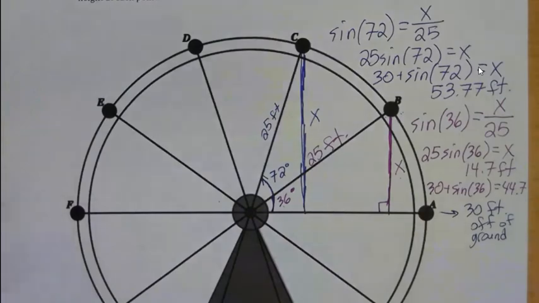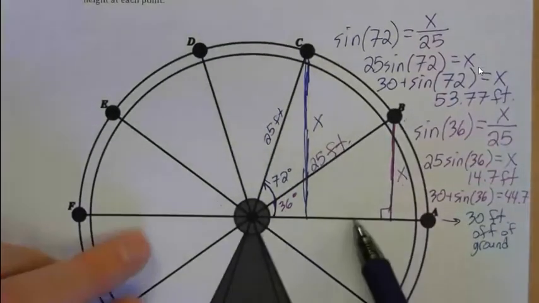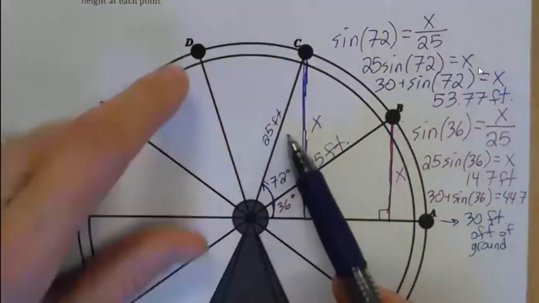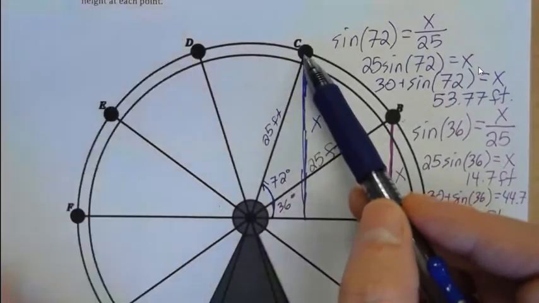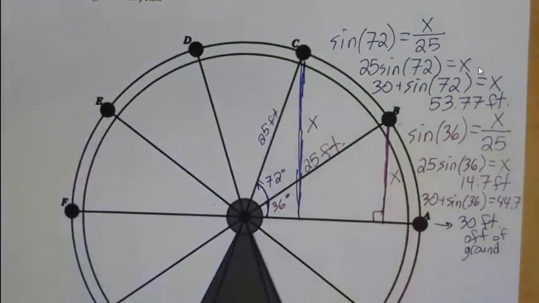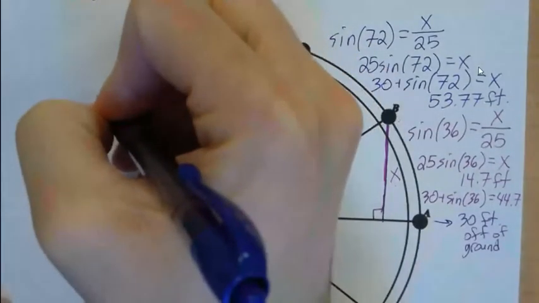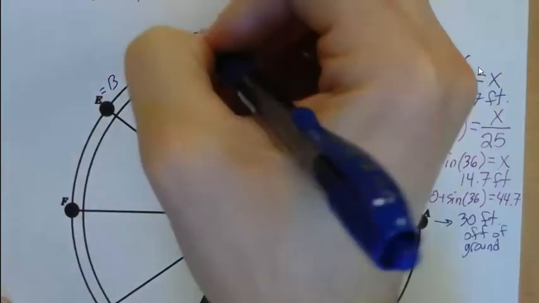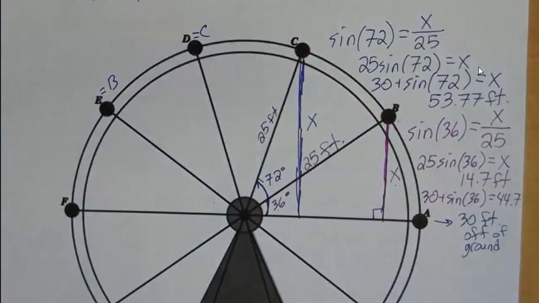But remember that circles are basically symmetric. So I could draw a line here. So it'd be 36 degrees and then 72 degrees. So D and C are the exact same heights off of the ground, just like how B and E are both the same heights off the ground. So E equals point B, and D equals point C. And those are going to be equal to each other.